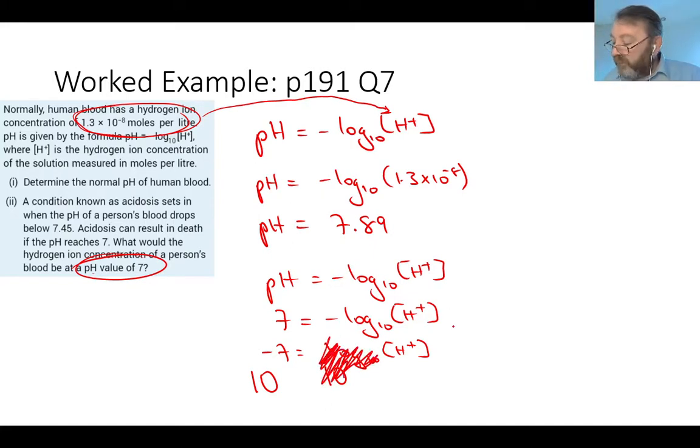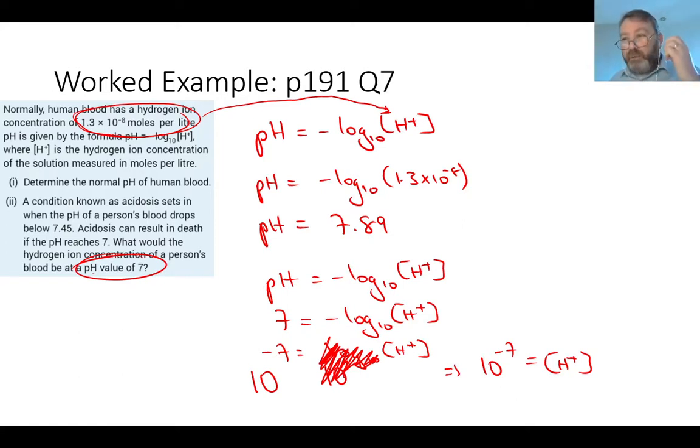And what does that give you? That gives you 10 to the minus 7 is the hydrogen ion concentration of human blood at pH 7. 10 to the minus 7 is the hydrogen ion concentration of somebody who has acidosis if their pH levels drop to 7. So there's just 2 examples, one on how to get rid of a base, and 2 how to get rid of a log.